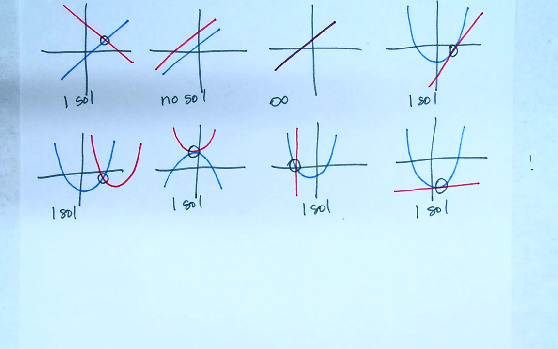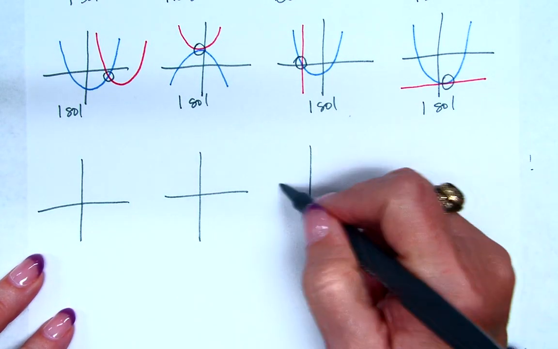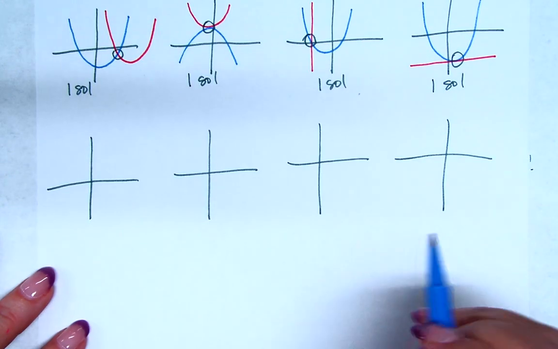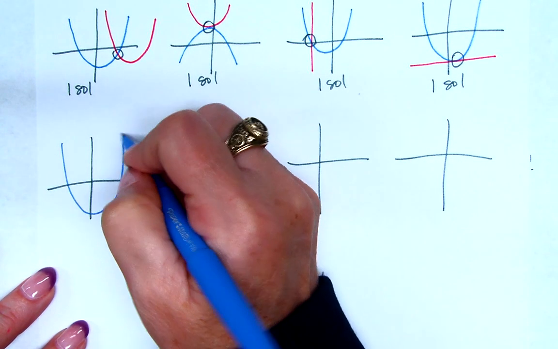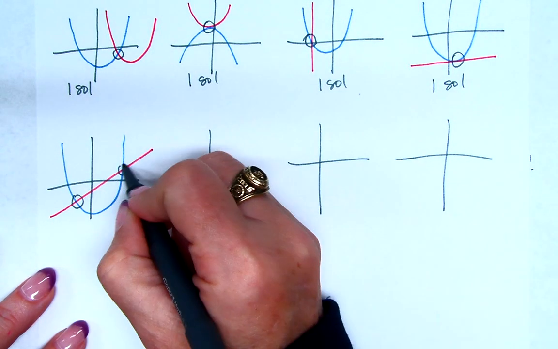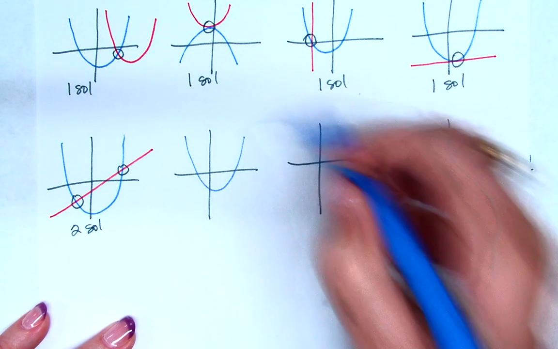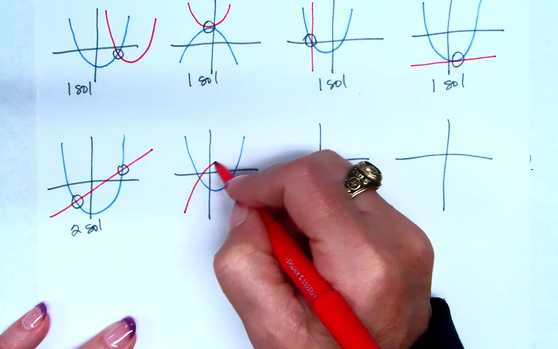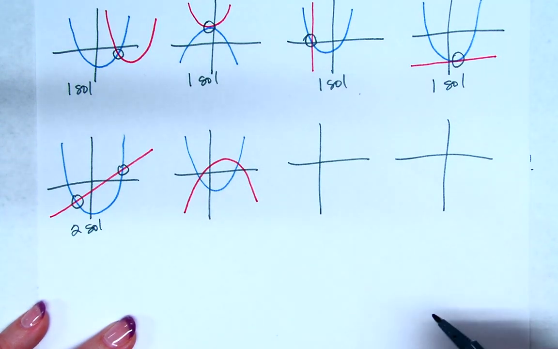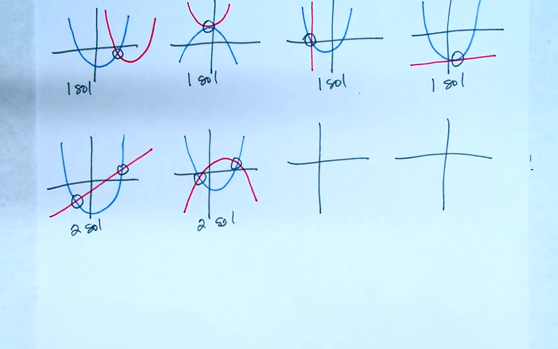So is one solution the only possibility? What else is a possibility then? 2, okay. How am I going to get 2 solutions? Oh, okay, so a parabola right here and a line like right there. Is that 2 solutions? 1, 2. 2 solutions. How else? A parabola and another parabola, like that. How many solutions is that? 1 right there, 1 right there. 2 solutions.